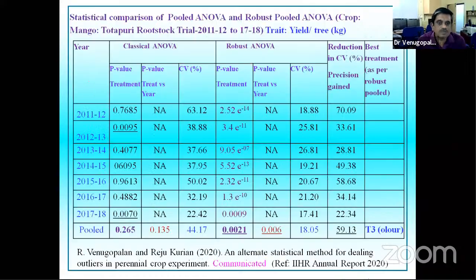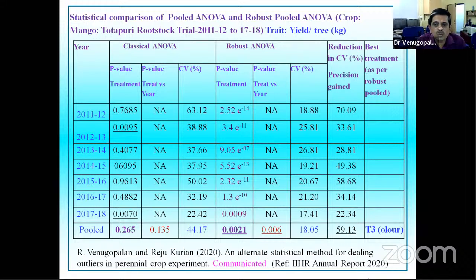rather than the regular ANOVA. As I was telling, there was a Thottapuri rootstock trial which was going on at IHR for the last 20 years. At the end of the day, because of using the classical ANOVA, it so happened that all the rootstock treatments happen to be on par. You can see the p-value in the second column, NA, non-significant. So for all the treatments, it happens to be non-significant.